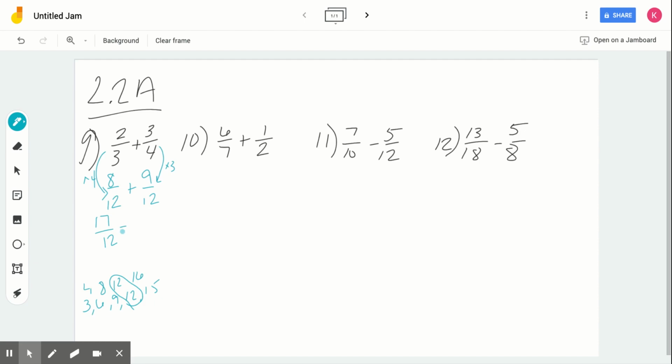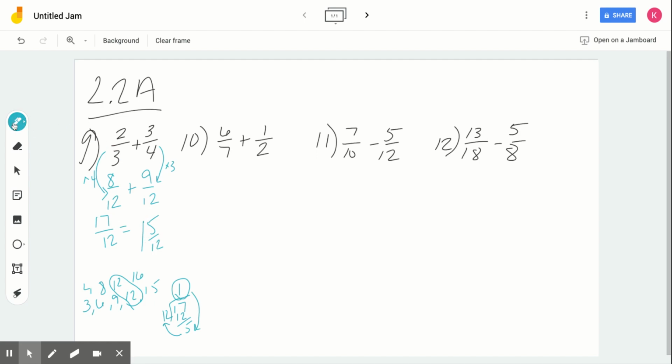And of course we would need to reduce or simplify. So you can put the top number inside the house. 12 goes into 17 one time. And there are 5 left over. So we would have 1 and 5 twelfths.